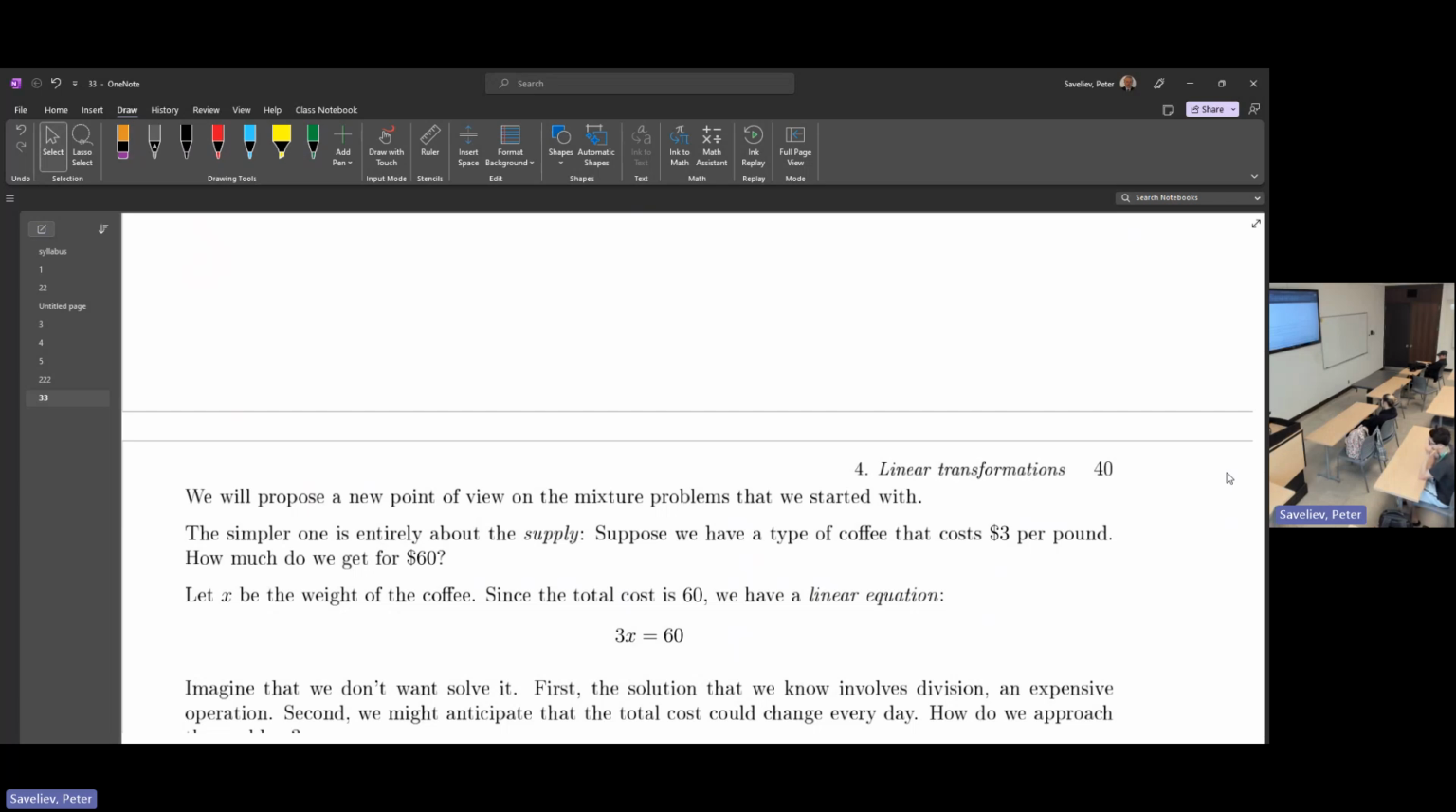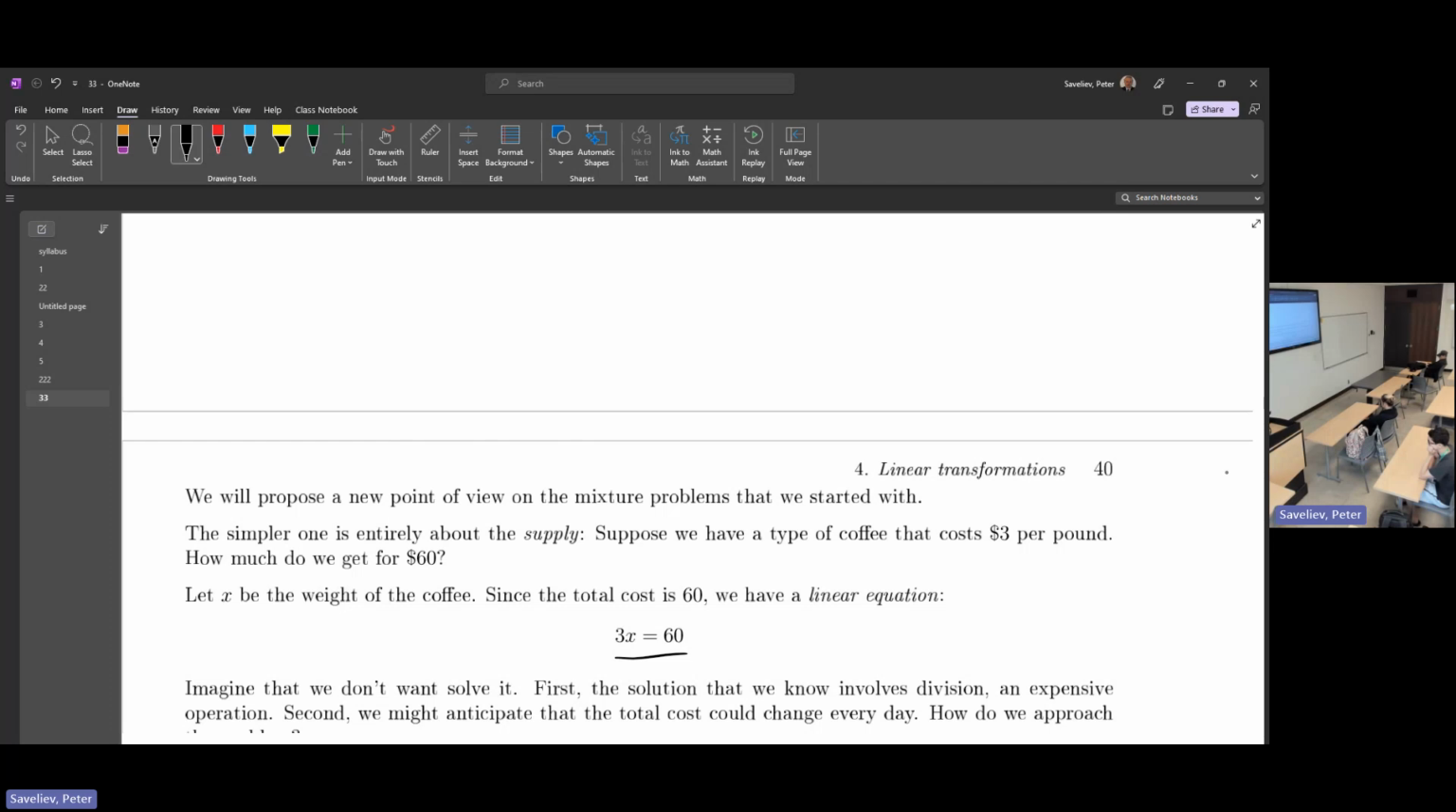But really, let's imagine that we don't want to solve it, which sounds strange, but it is. The idea here is to set up the problem in such a way that we can use that understanding in higher dimensions. Okay, so then what this is, is not an equation to be solved, but rather it is an equation.